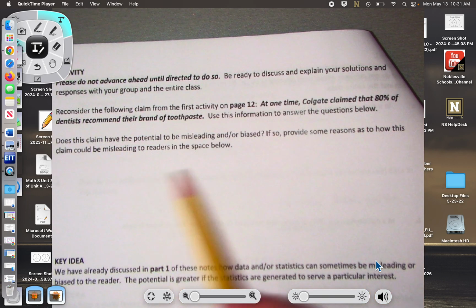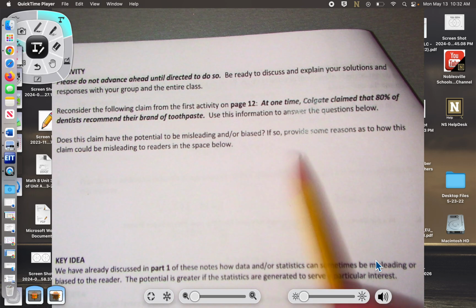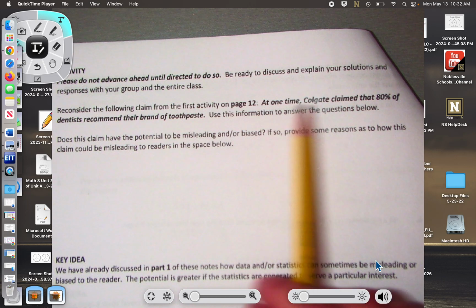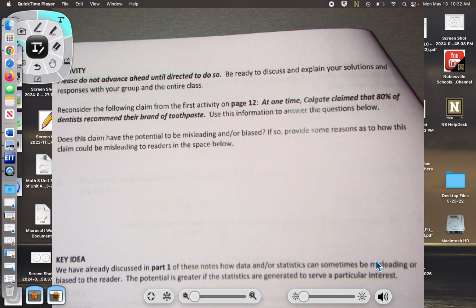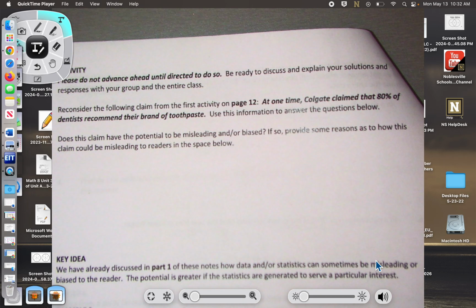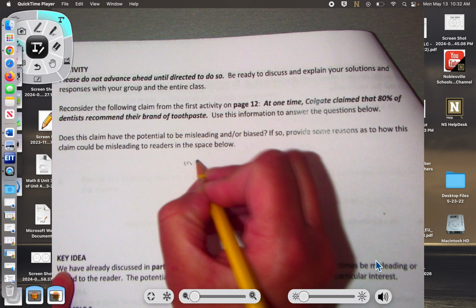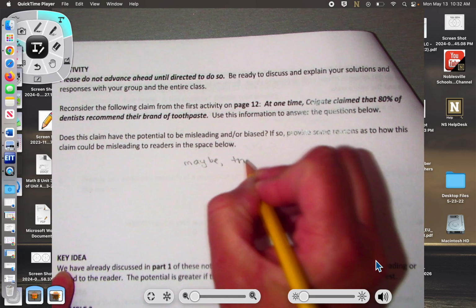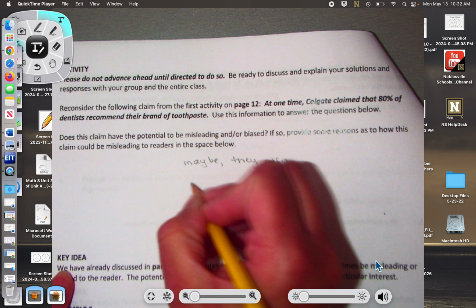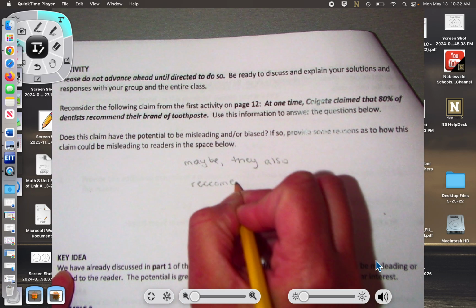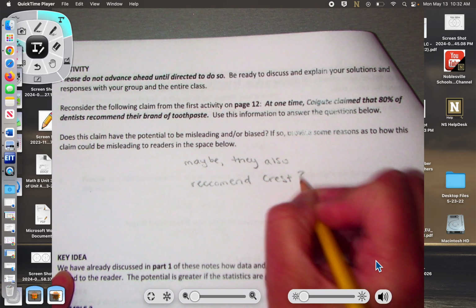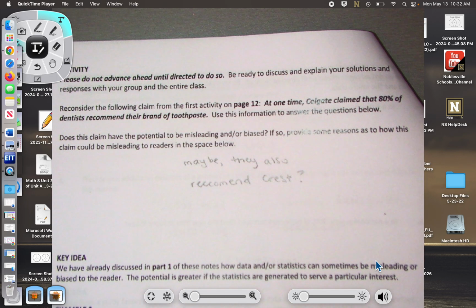All right, here we're talking about misleading, biased claims. Remember we talked about Colgate claiming 80% of dentists recommended their brand. Does this claim have the potential to be misleading and or biased? If so, provide some reasons as to how this claim could be misleading for readers. So one of the main things here is, yeah, 80% recommended, but maybe they also recommend Crest, right?